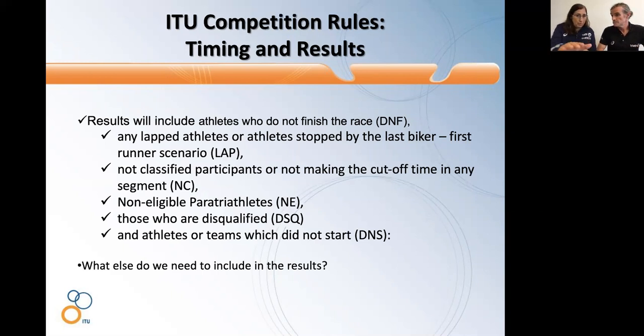So all of these definitions, plus all those timing segments that you mentioned on the previous slide, there are still other things that we have to include on the results.